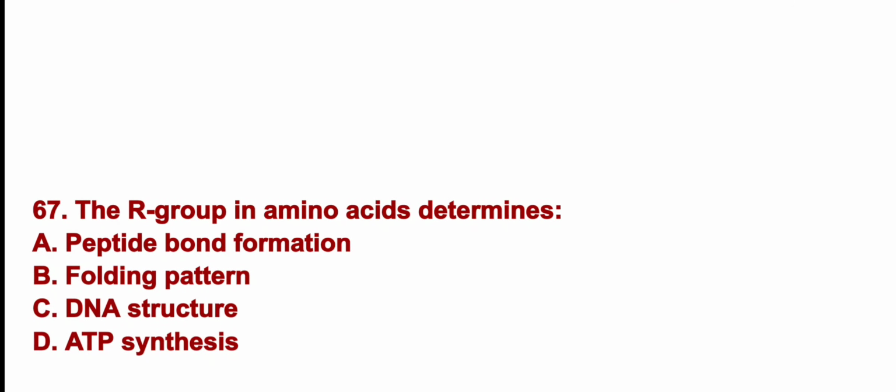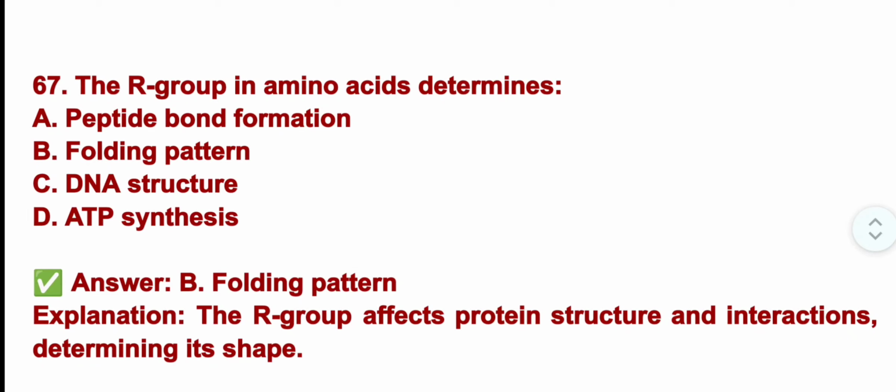Question number 67. The R group in amino acid determines. The correct option is option B, folding pattern. The R group affects protein structure and interaction, determining its shape.